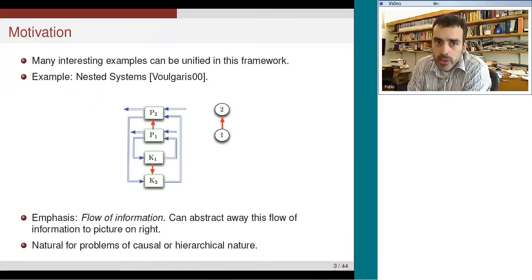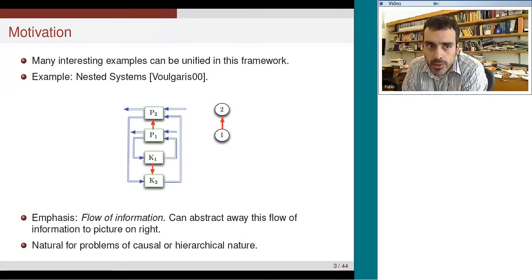So what's the motivation? Again, there's a lot of work that people have done before in the general area of decentralized control. But in particular, our starting point was a very nice work of Bamieh, where he looked at what he called nested systems.